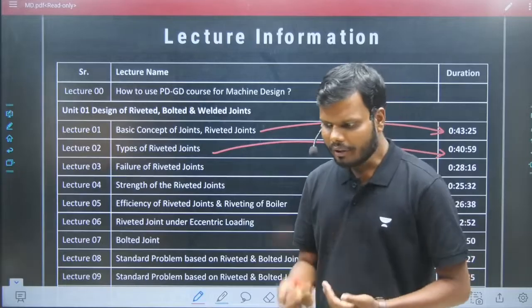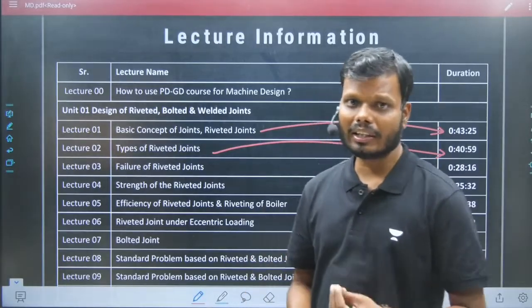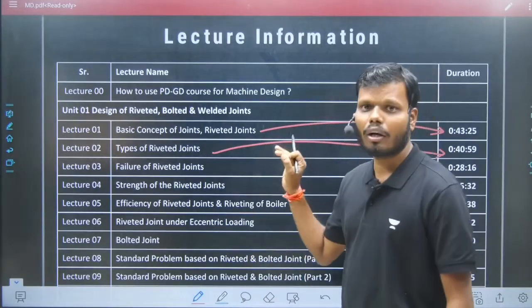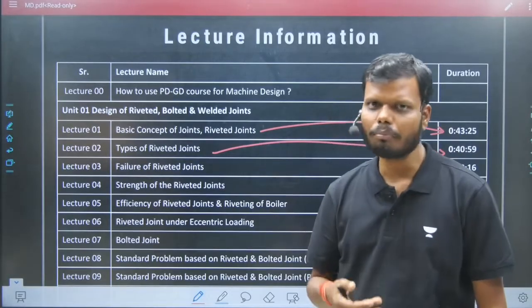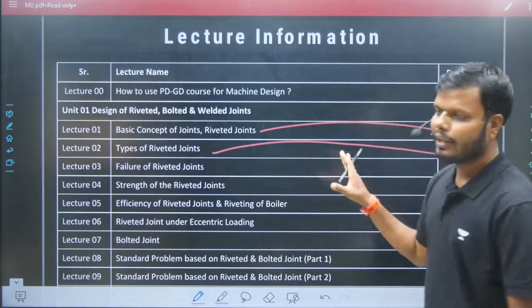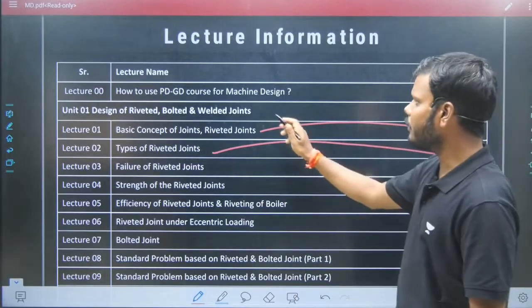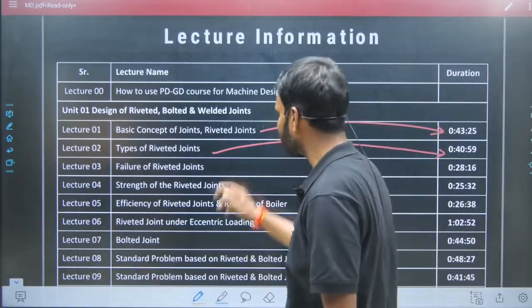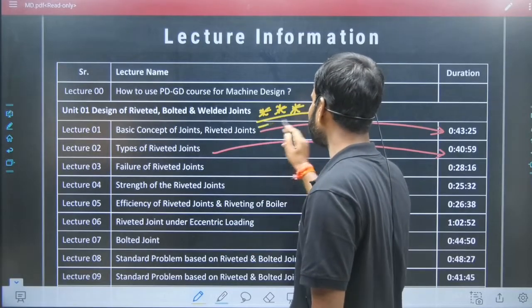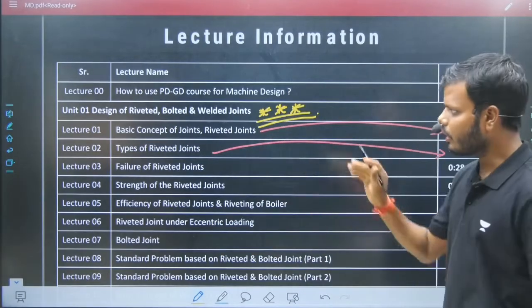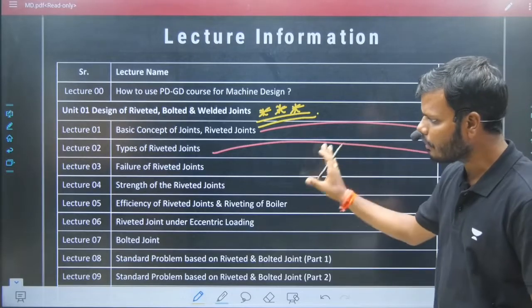Every year's GATE examination asks one or two questions on joints, either riveted joints, bolted joints or welded joints. So this topic is very important for the GATE examination. See carefully, and don't miss this topic for the GATE examination.